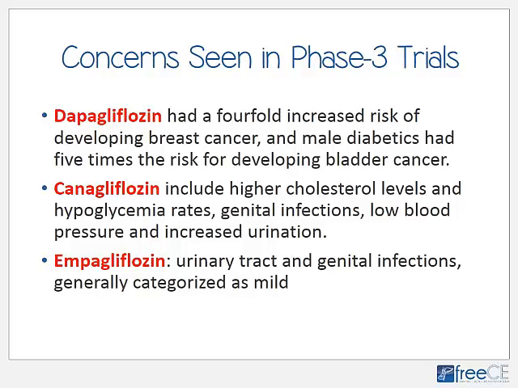A lot of the docs seem to see from their experience, though, that they only get about one genital infection. Keeping in mind, of course, all along that frequent yeast infections is a sign and symptom of type 2 diabetes, whether they're on SGLT2 inhibitors or not. Empagliflozin saw an increase in urinary tract and genital infections as well, usually categorized as mild.